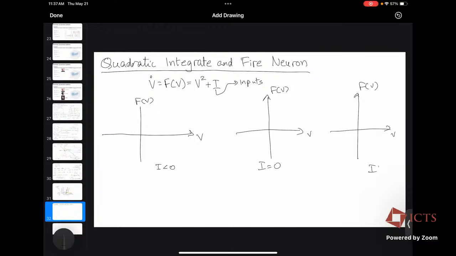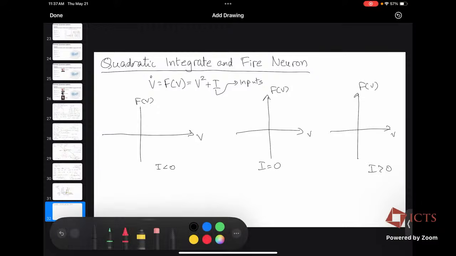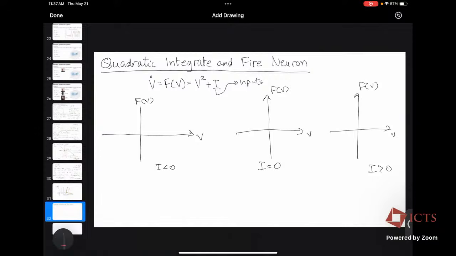And let's consider I greater than 0, right? Okay, so what is this curve going to look like? If I is less than 0, then v square plus I is going to look like this. It's quadratic with some part going below, which means right away that I have two fixed points, this fixed point over here and this fixed point over here.